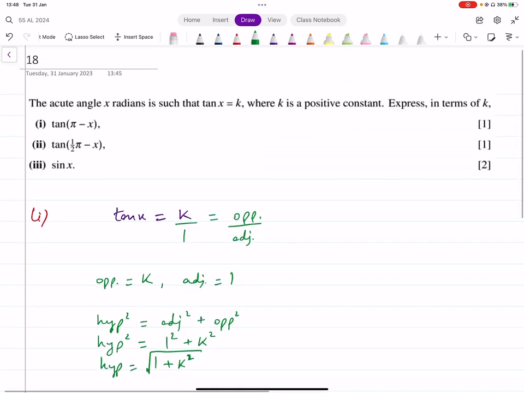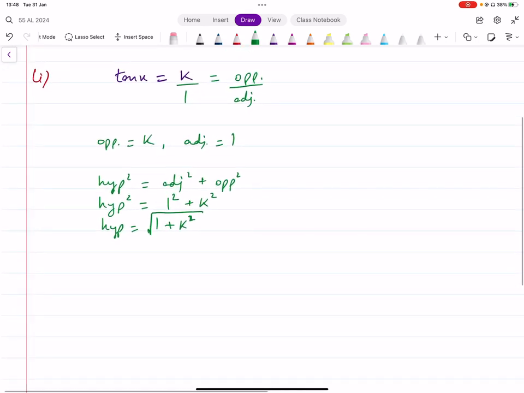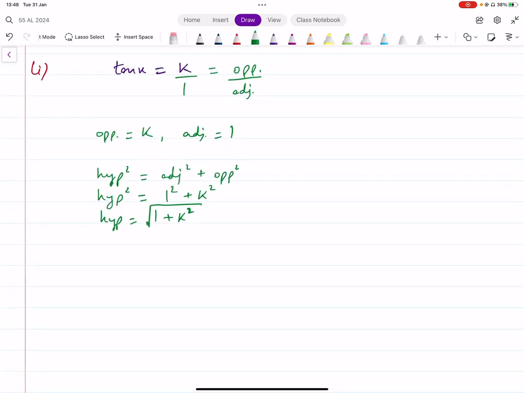In this type of problem, the first thing you have to do is figure out all the sides of the triangle. You might not need them in the first part, but eventually in some part you are going to need all of that. So once you have figured everything out, this is how the triangle looks.